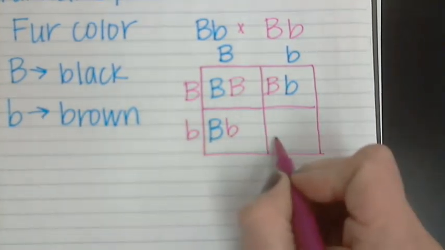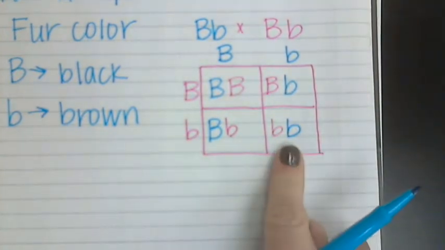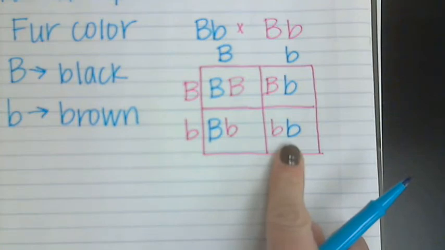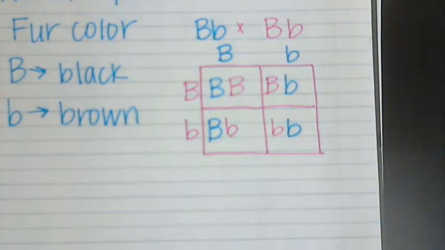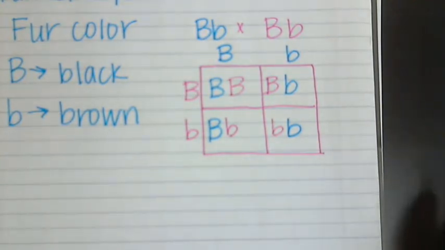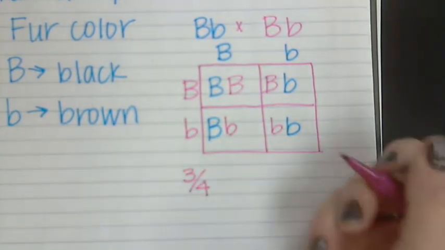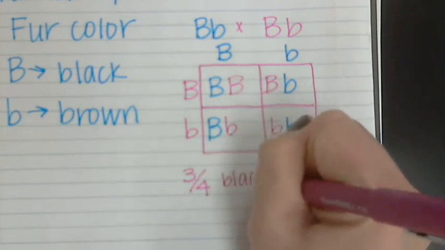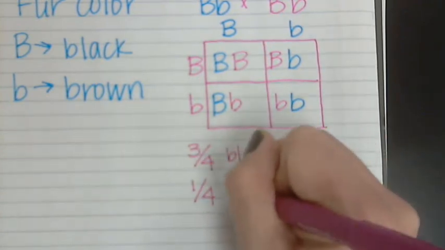For this box down here, we have a little b and a little b. So the genotype for this individual is homozygous recessive, and the phenotype is fur color brown. Another part of this equation is we always look at probabilities and we try to put this in numbers. So we could say that 3/4 of our offspring are going to have black fur and 1/4 of our offspring is going to have brown fur.